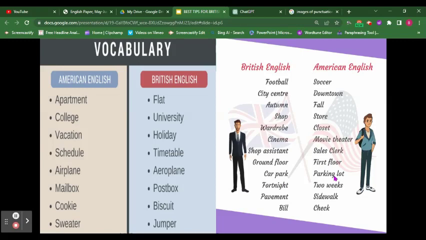Car park, British. Parking lot, American. Fortnight, British. Two weeks, American. Pavement, British. Sidewalk, American. Bill, British. Check, American.